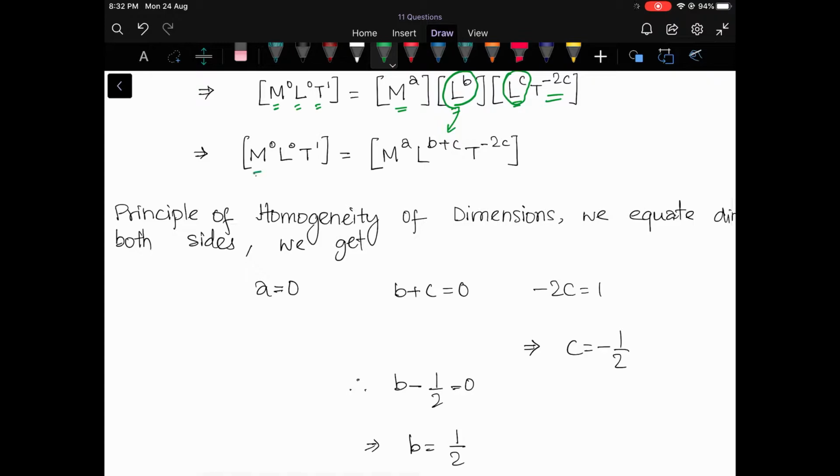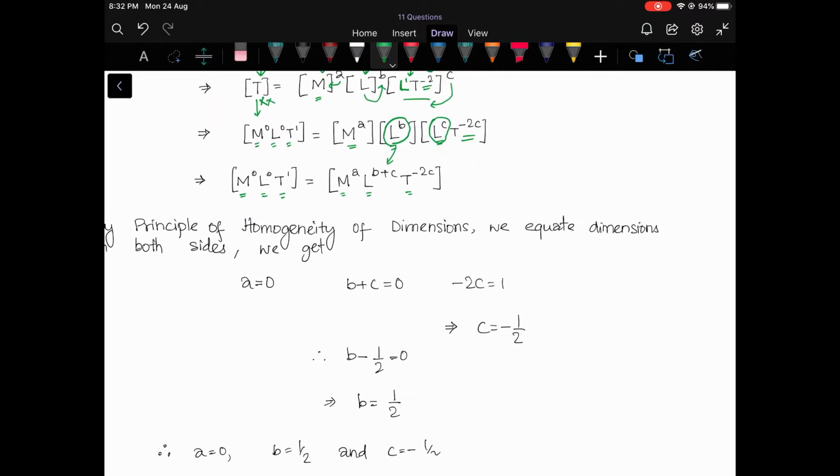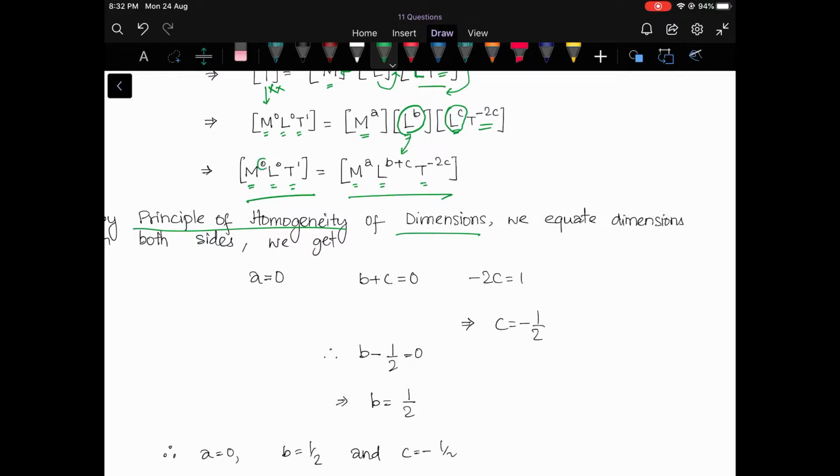So you see on the left hand side we have M, L, T. On the right hand side also we have M, L and T, with corresponding powers. Now we know by the principle of homogeneity of dimensions, the left hand side should be equal to the right hand side in terms of dimensions. That means this 0 with M should be equal to this a, that's why we got a equal to 0. This 0 with L should be equal to this b plus c, because the power of L on the left is 0 and on the right is b plus c. So we get b plus c equal to 0. Then we have T to the power 1, and here we have T to the power minus 2c. So we write 1 equals minus 2c, this one must be equal to this one.